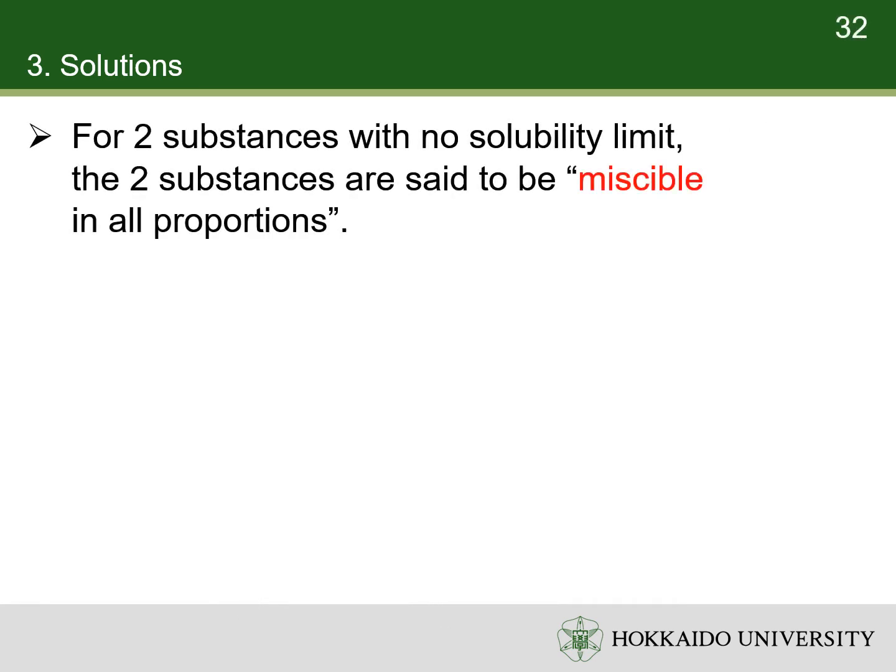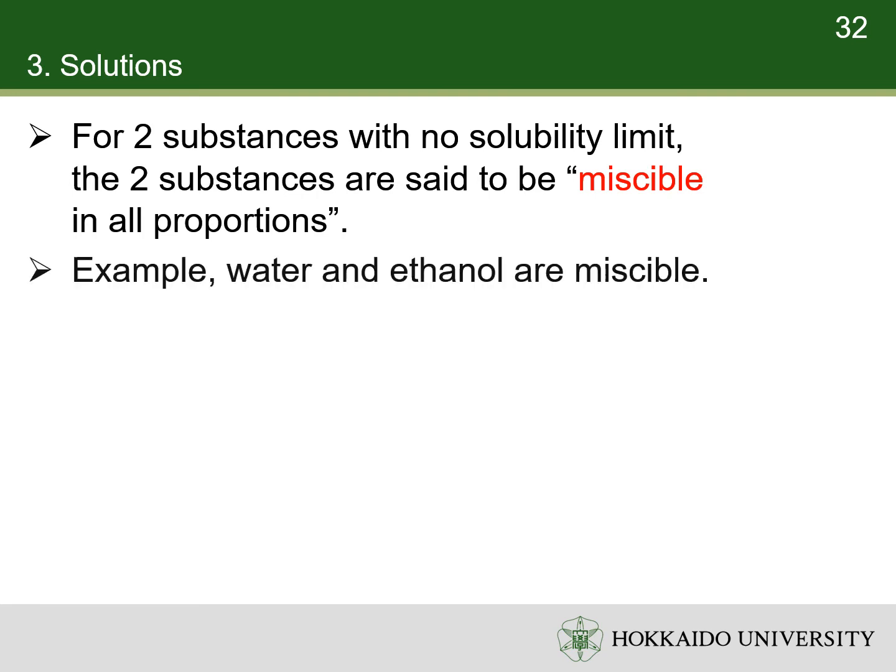If two substances have no solubility limit, that is, they can form solution in all proportions, they are said to be miscible in all proportions, or just miscible. For example, water and ethanol are miscible. The mass fraction of ethanol can be from 0 all the way to 1.